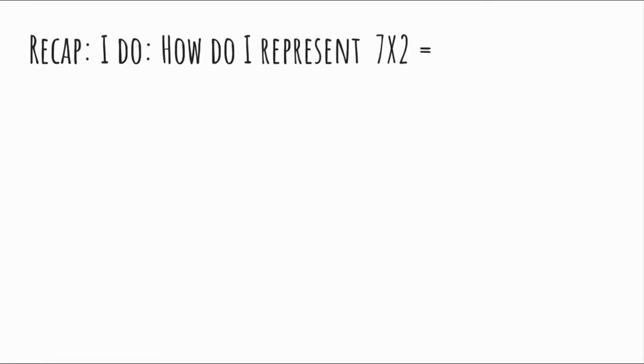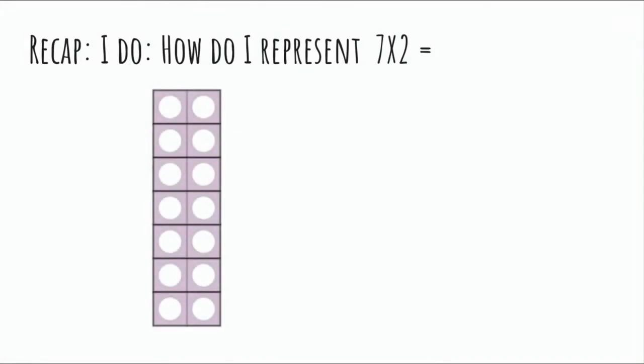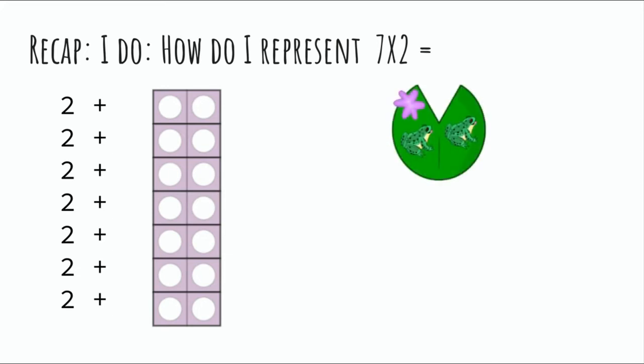So, we're just going to recap on what we do to represent 7 multiplied by 2. Now, in the spring term, we use the term array. Remember, an array is a pictorial version of the multiplication. So here I have an array, and across, I've got 2 across, and I've got 7 going down. So here's an array that shows 7 times 2. We can also write it as a repeated addition.